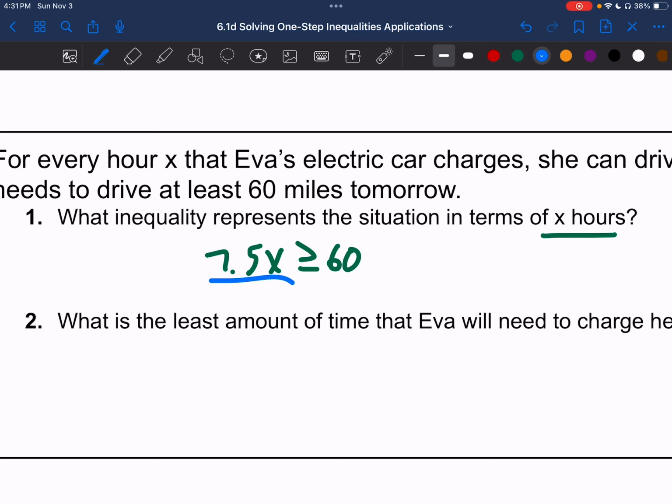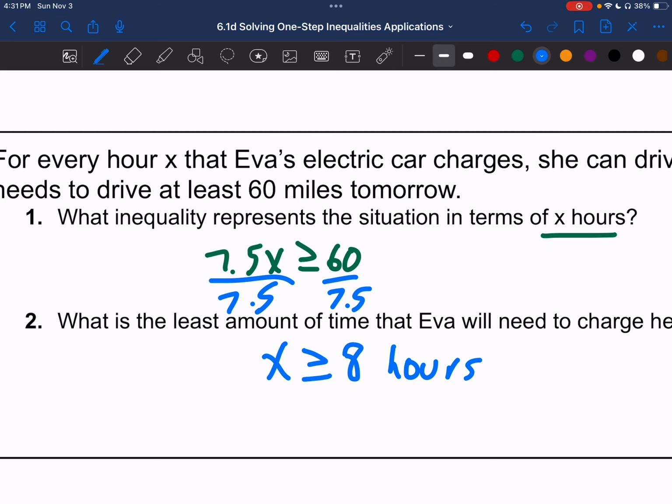When we divide by 7.5, we get that x is greater than or equal to 8 hours. So in order for Eva to drive the distance that she wants to drive tomorrow, she's going to need to charge that car for at least 8 hours. Now, is this realistic? No, not even close to how long it takes to charge a car.